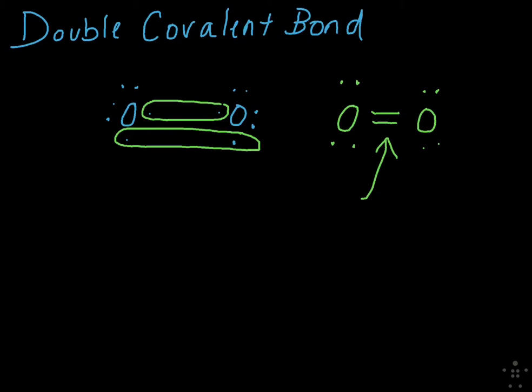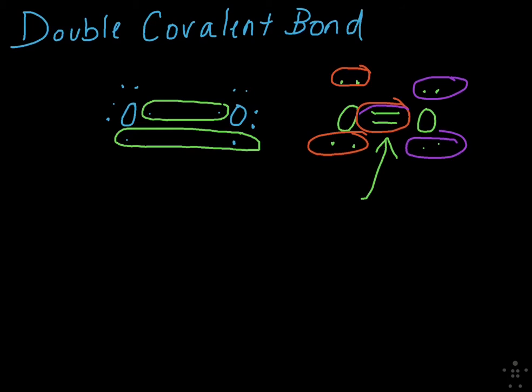So for the oxygen on the left, it has 2, 4, 6, 8 electrons. For the oxygen on the right, it has 2, 4, 6, 8 electrons, because each bar counts as 2 electrons. Don't forget that. So the molecule we've just created with that double bond is O2, oxygen that we breathe.